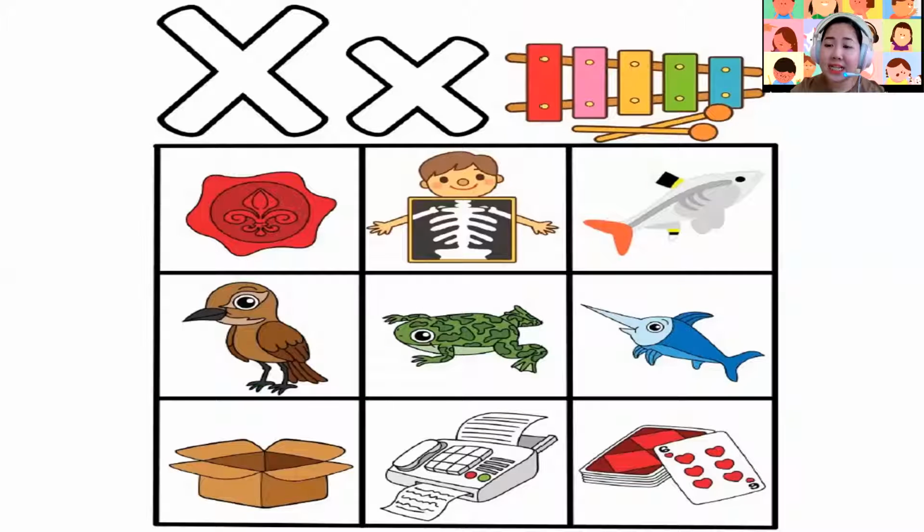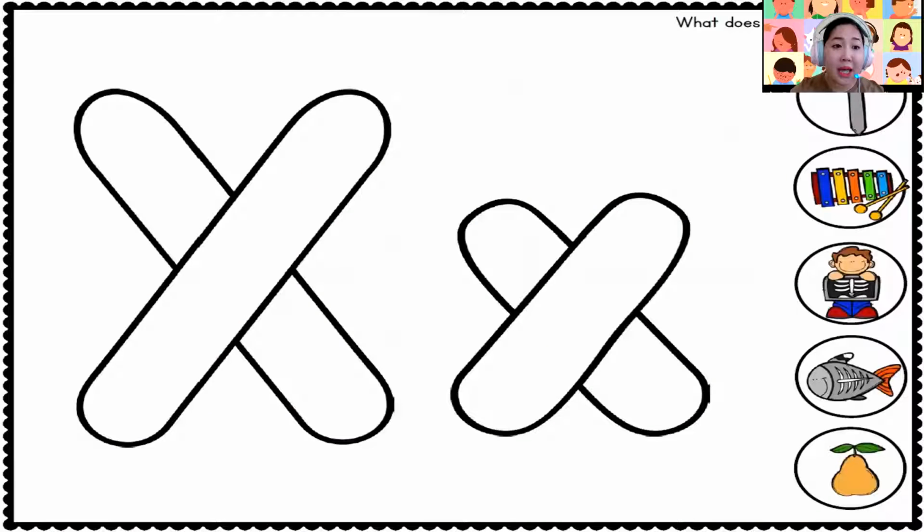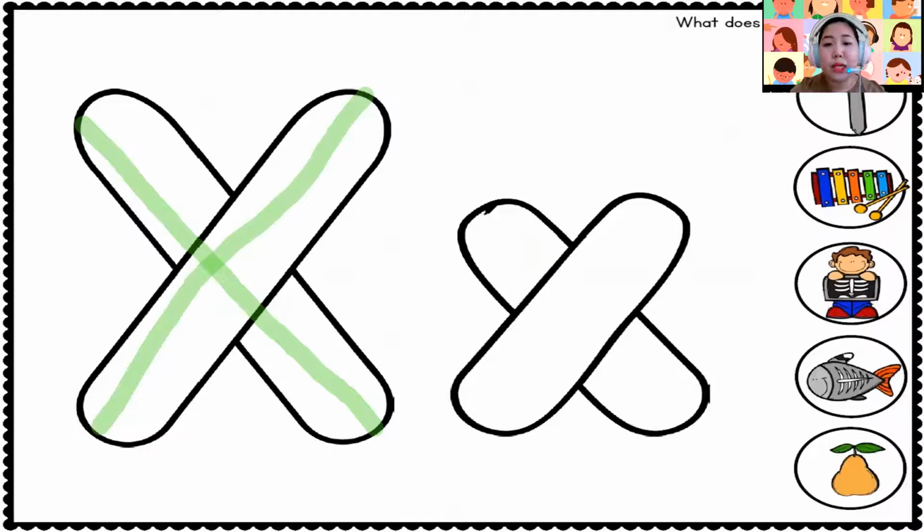Now, for the next slide, we are going to get our Play-Doh mats. You can use your Play-Doh, but Teacher Sarah will be using her markers to make our letter X. So let's start with the capital letter X. We start at the top, we make a line going down. Go to the other side, make a line going down again. For lowercase letter X, we start at the top, make a small line going down, go to the other side, make another small line going down.